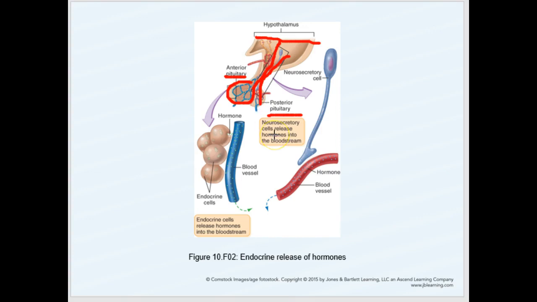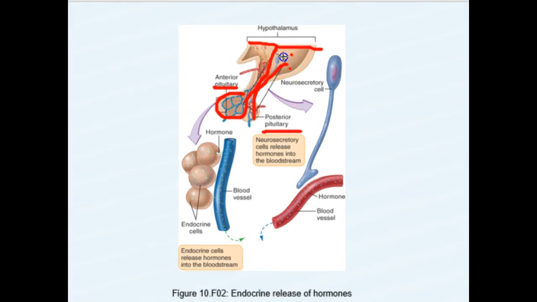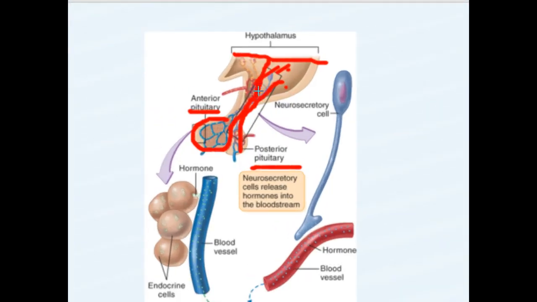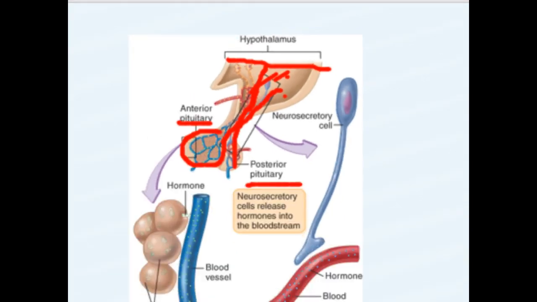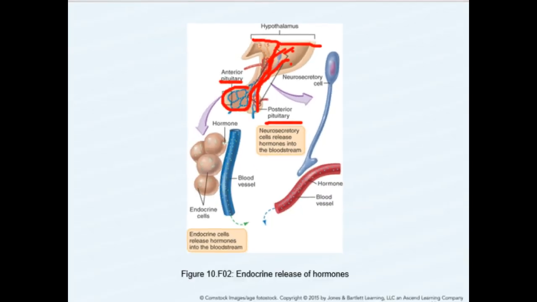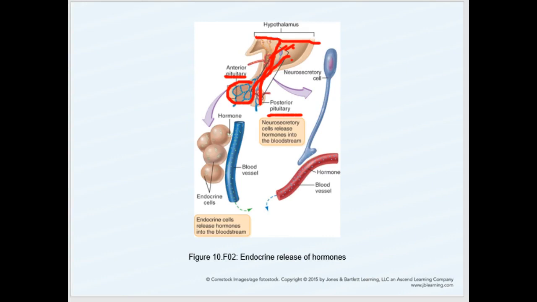The posterior pituitary, interestingly enough, is actually nervous tissue. It doesn't create its own hormones. They're actually created in the hypothalamus and put down into the posterior pituitary. The anterior pituitary does create its own hormone. It actually has cells that create its own hormones, and it's secreted, you can see, into the bloodstream. That's how we secrete hormones.